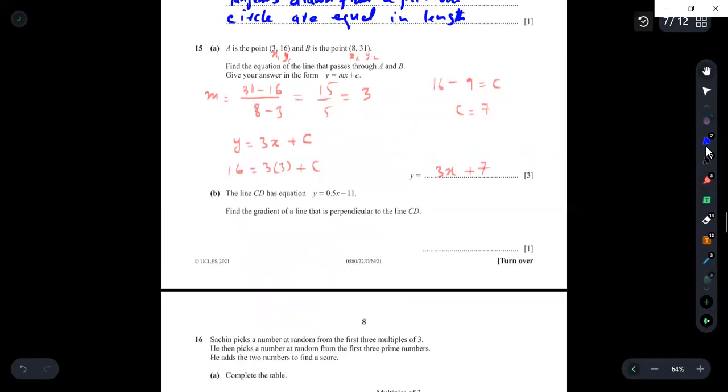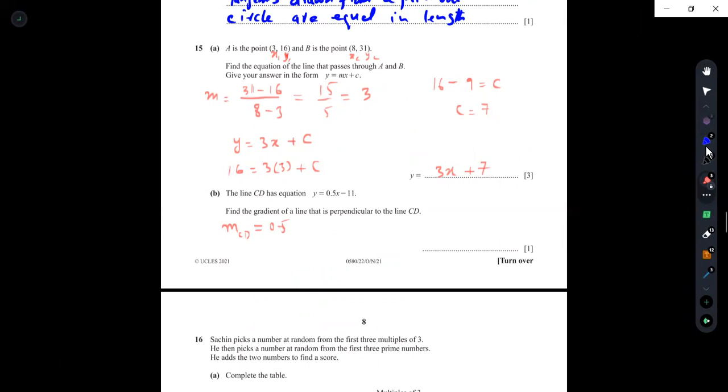The line CD has equation y equals 0.5x minus 11. Find the gradient of a line that is perpendicular to the line CD. If we compare this with the equation of a line, y equals mx plus c, m is 0.5. So the gradient m of CD is 0.5 from this equation. Now the gradient of the line that is perpendicular to CD.